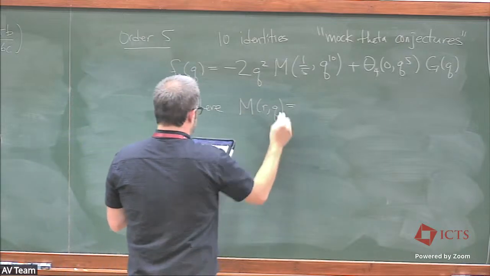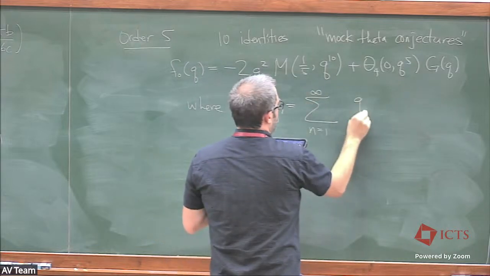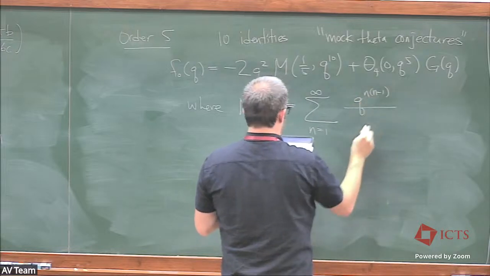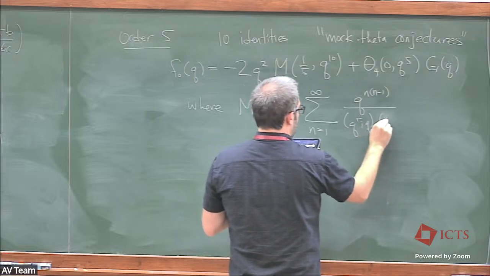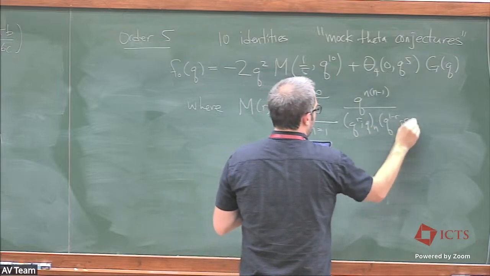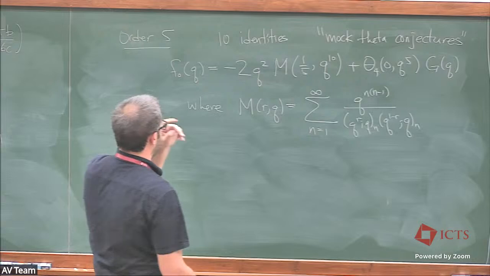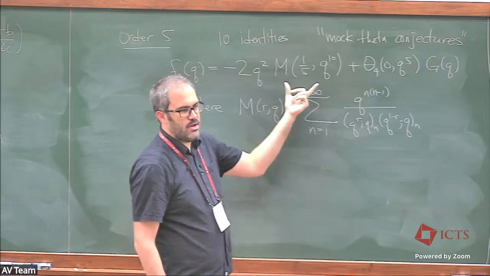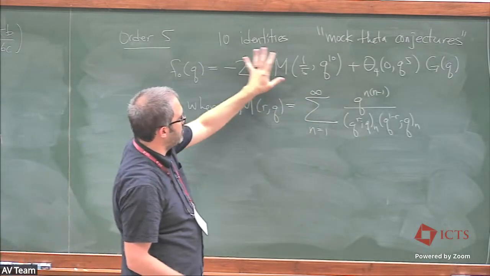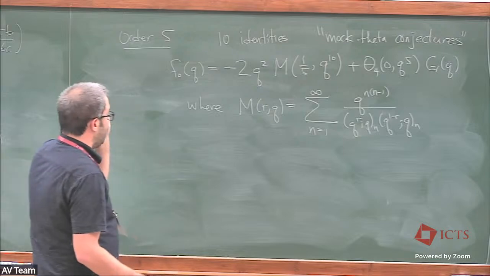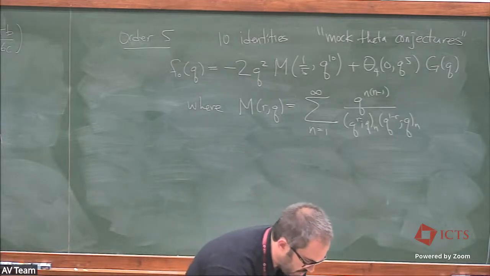M(r, q) is the following series. It's a sum from n=1 to infinity of q^n times (q^n - 1) over (q^r; q)_n (q^(1-r); q)_n. And the reason I wrote it like this instead of just plugging in 1/5 is that all 10 of the identities involve this M function at various inputs. So this is the sort of thing that appears on the right-hand side of all of them. This M is sort of another Mock theta type function. It's not a modular form.